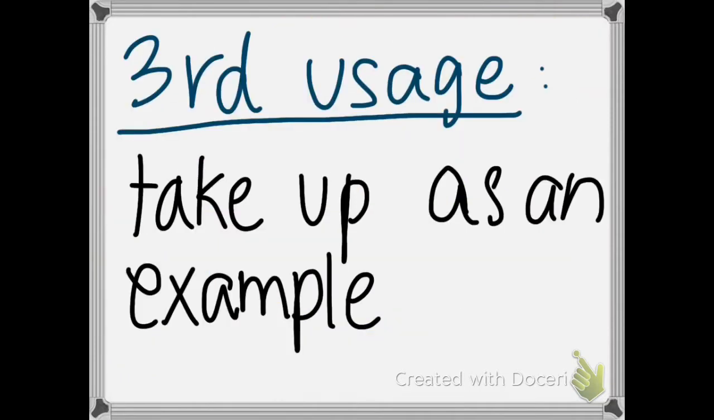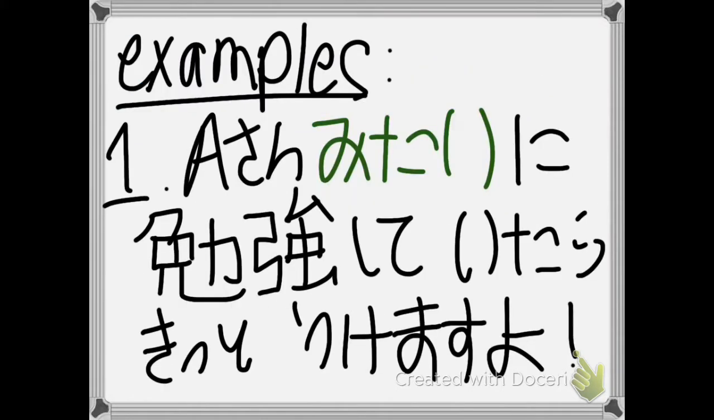So moving on to the third usage, mitai is also used to take object A as an example. This third usage and the second usage are kind of the same. You can think of them as the same, it doesn't really matter. The first example, A-san mitai ni benkyou shite itara kitto ukemasu yo. If you study like A-san, you will surely pass an exam. That is the nuance. So A-san mitai ni.